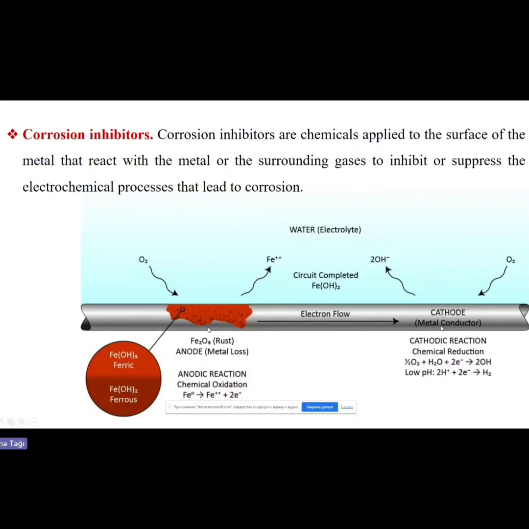We can use corrosion inhibitors. An inhibitor is a substance that slows down any chemical process. Corrosion is also a chemical process. So corrosion inhibitors slow down corrosion. There are such chemicals which are applied to the surface of the metal that needs to be protected. An inhibitor reacts with metal or the surrounding gases and inhibits, it means slows down, the corrosion process of the main metal.